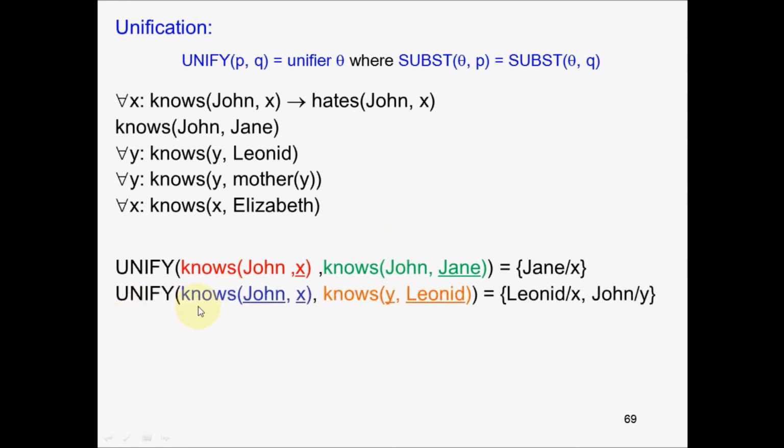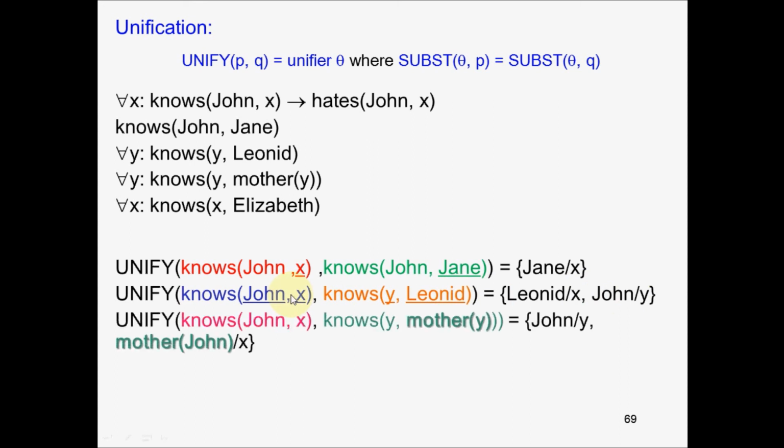Next, unify. The first literal given here is Knows(John, x). The second input given here is Knows(y, Leonid). The unification algorithm will say, if y is replaced by John and if x is replaced with Leonid, then both the literals can be unified. So it will give two substitutions. Theta 1 will be x replaced with Leonid, theta 2 will be y replaced with John, which will unify these two sentences.